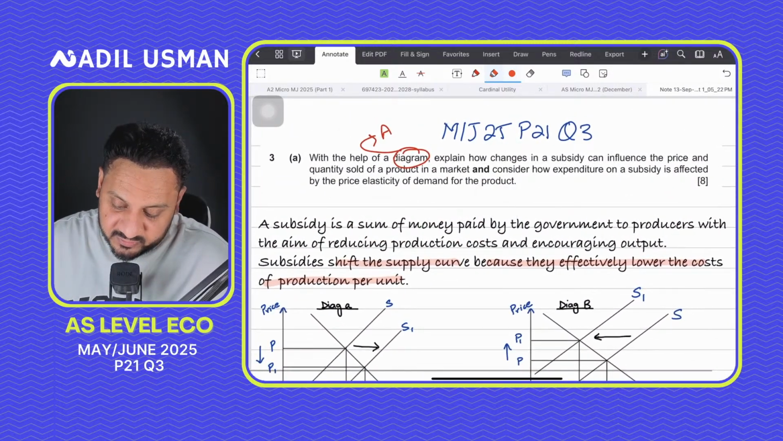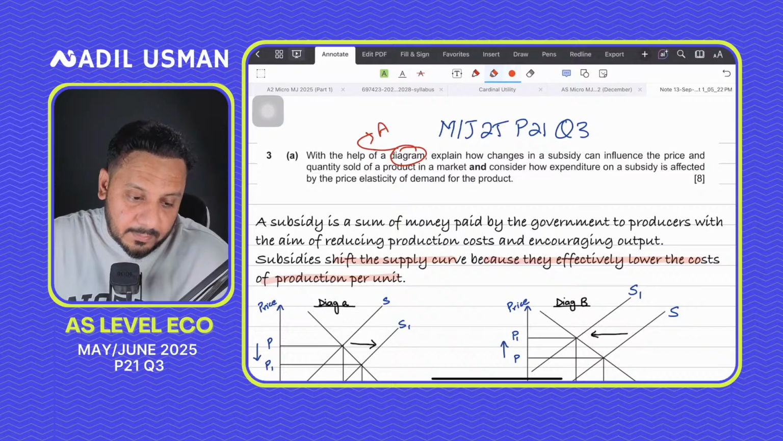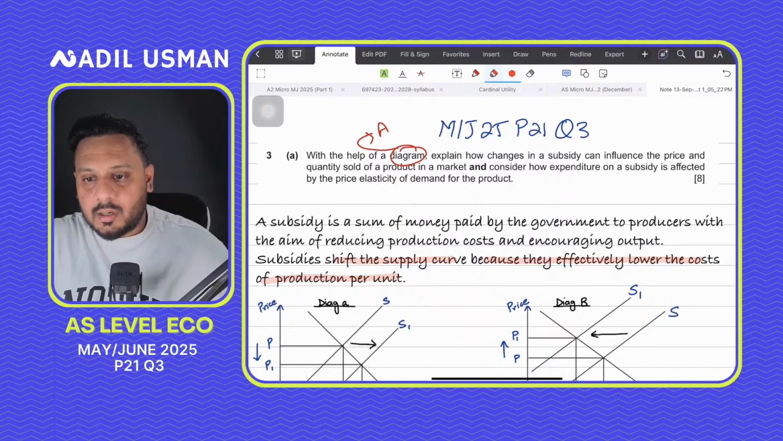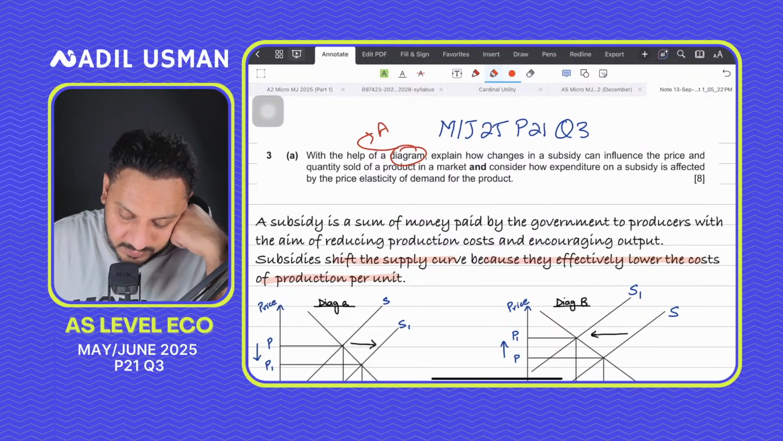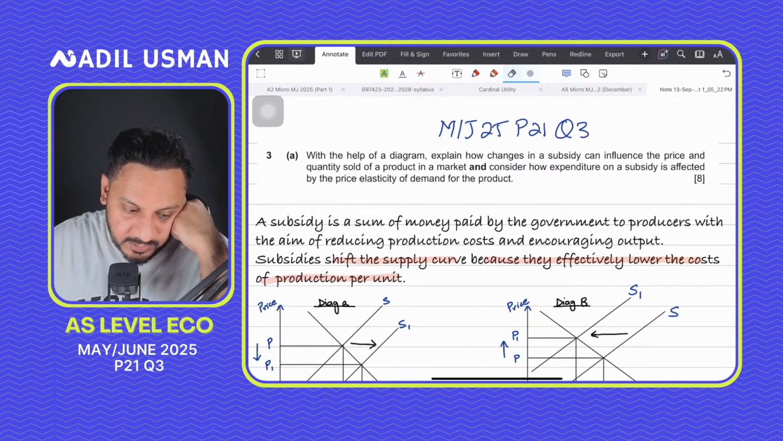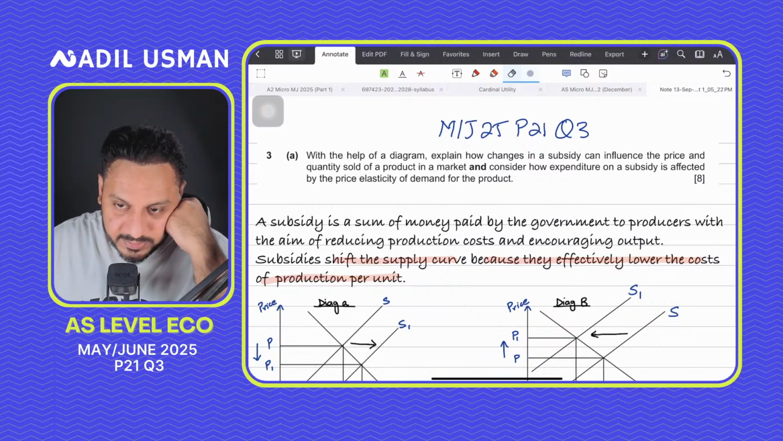Explain how changes in subsidy can influence the price and quantity sold, and consider how expenditure on subsidy is affected by the PED. So what do you think would be the answer for this? How will you mention that expenditure on subsidy would have an impact on the PED?